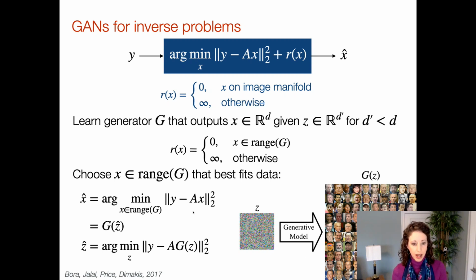forward model A in order to find an image that fits the data and is in the range of this generator. So we search over all images in the range of the generator and choose the one that gives us the best fit to the data. So at this point, we're done training, but we use our forward model, and this is why we call it decoupled. We've got the training phase up here, and we've got the reconstruction phase down here.